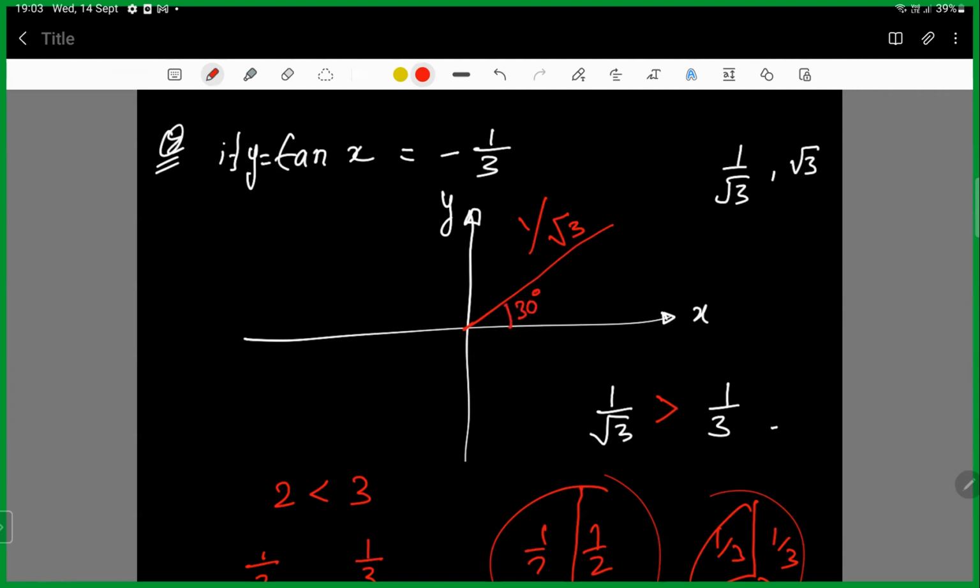Fine? Yes or no? So the value of tan is 1 upon root 3 at 30 degrees. Now, from 0 to pi by 2, the value of tan will increase, right? If you remember the graph, it will increase. So there must be some angle theta for which the value will be 1 upon root 3, right? Now, if you take tan of minus theta, what is it?